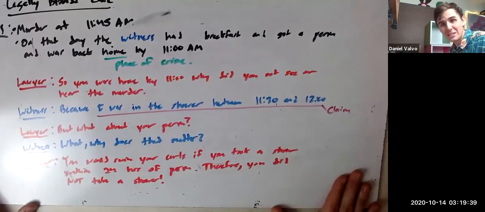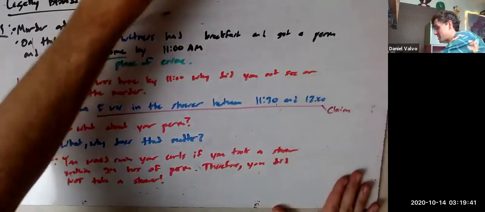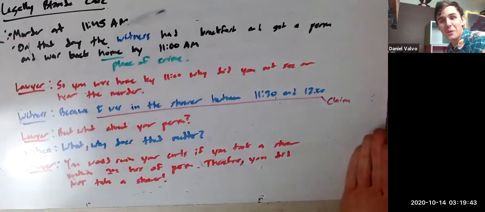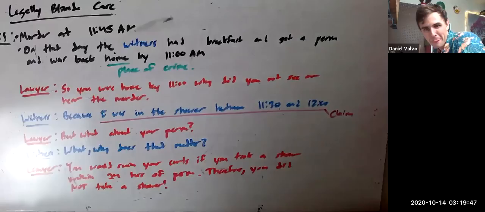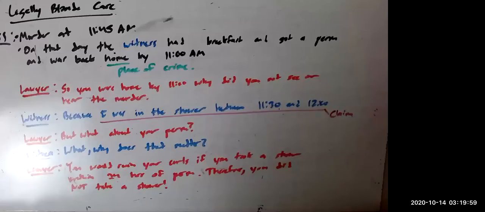Here's the point. This is like a very long-winded shaggy dog story. What did the lawyer do here that was so clever? She used a contradiction to prove her argument.